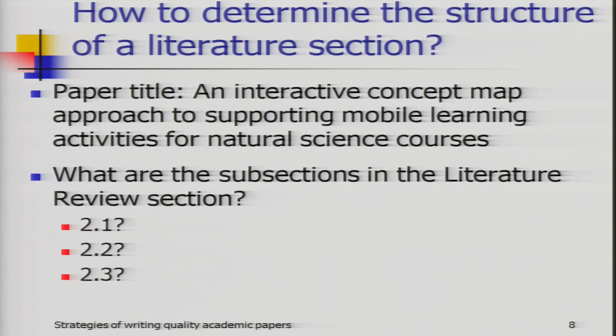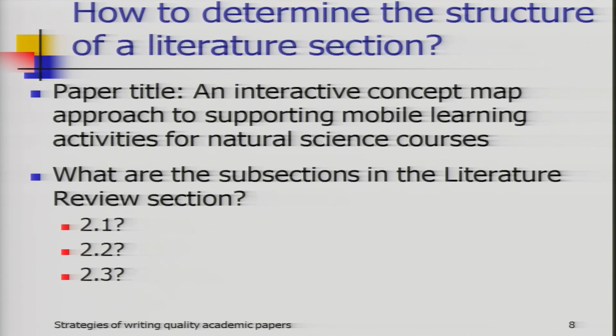So let's start with a small test, okay? Assume that your paper title is an interactive concept map approach to support mobile learning activity for natural science courses. Assume you have a paper title like this. What should be the subsections in the literature review section? I mean, please give me the titles of the subsections in the literature review section.